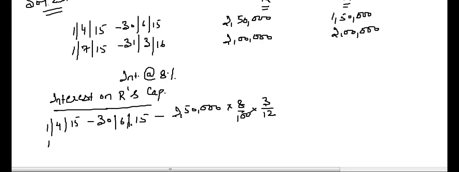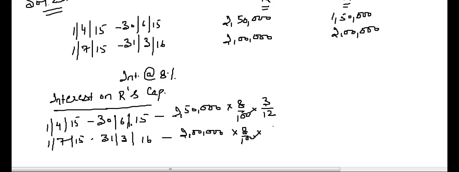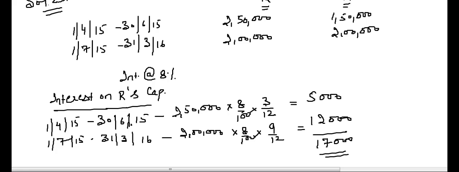Clear? And from 1/7/15 to 31st of March next year, it is 2 lakh into 8% for 9 months. Clear? This comes to 5,000 and this comes to 12,000. So the total interest is 17,000. Similarly, you can calculate for the other partner, Naresh. From 1/4 to 30/6, it will be 1,50,000 into 8% for 3 months, and for the remaining period it will be 2 lakh. Clear?